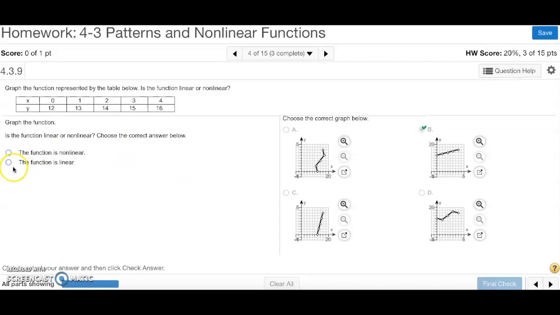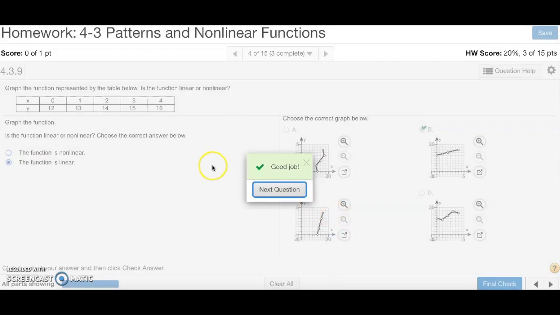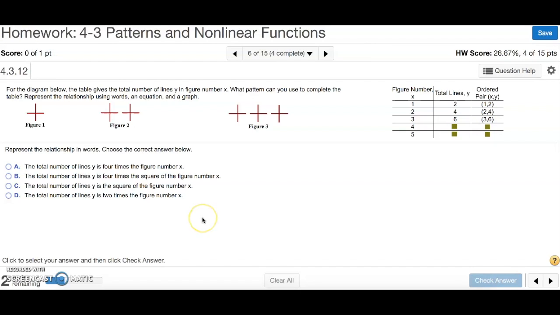And as we already talked about, the function is linear. And that's number 4. 6. For the diagram below, the table gives the total number of lines y in figure number x. What pattern can you use to complete the table? Represent the relationship using words, an equation, and a graph.